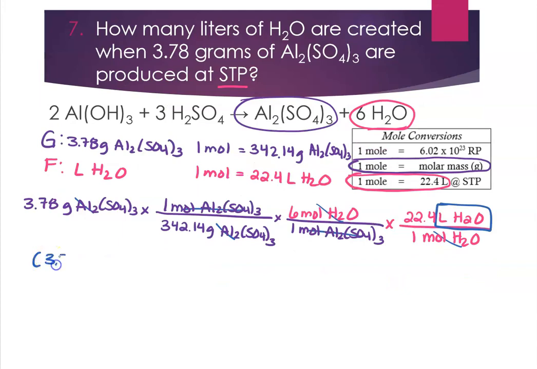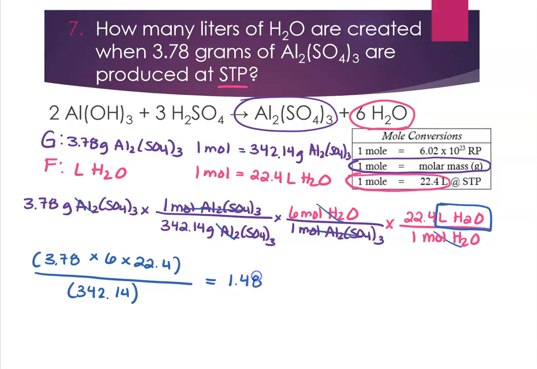All right, so 3.78 times 6 times 22.4 divided by parentheses 342.14 times 1 times 1, so that's just 342.14 on the bottom. All right, and so we'll put this into the calculator, and when we do this math, we get 1.4848 liters of H2O. We check our sig figs. 3.78 is 3 sig figs. 1, 2, 3. So my answer will be 1.48 liters of H2O.